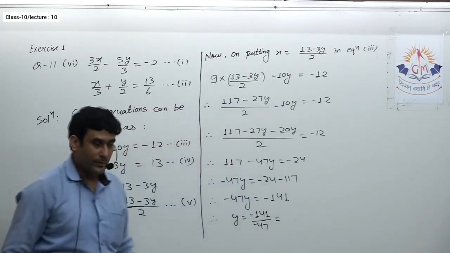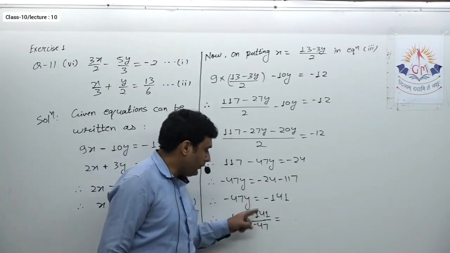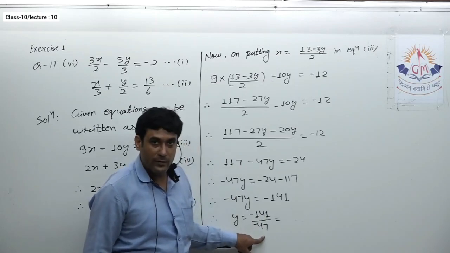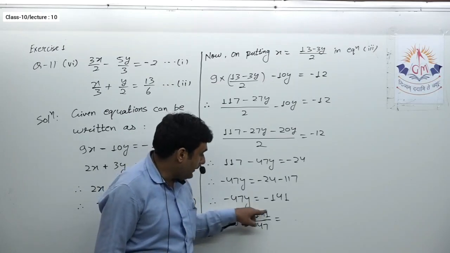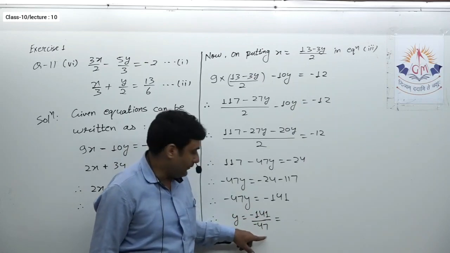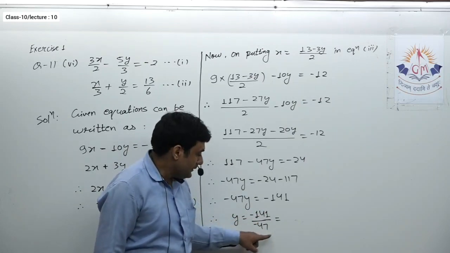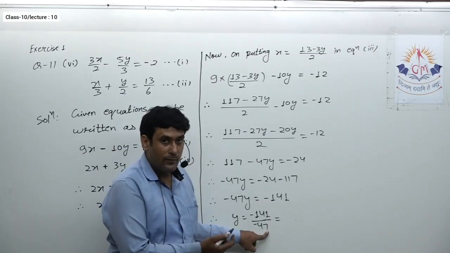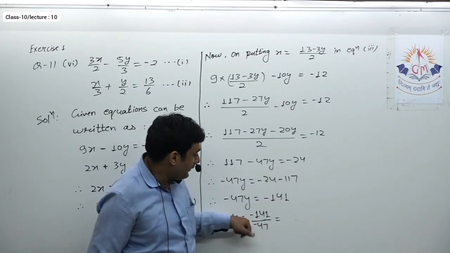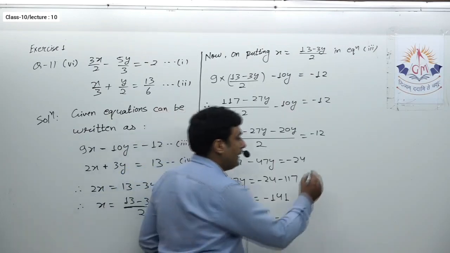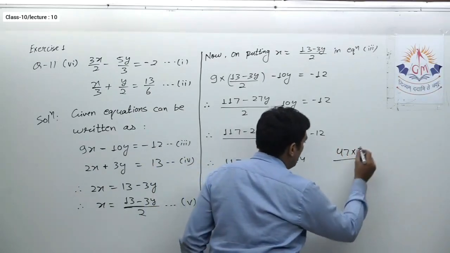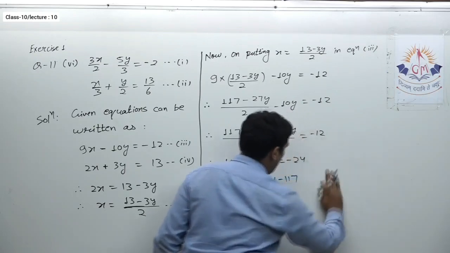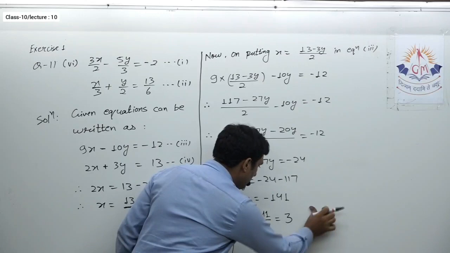Okay, so a positive answer will be there. Now it is quite possible this is the final answer, that means 141 upon 47, because 47 is a prime number. But it is quite possible that 141 is divisible by 47, and to check we'll look at the unit digit. For example, if I multiply 7 by 3, I will get 21. So it is quite possible that 47 multiplied by 3 is 141. So that we have to check. It is exactly 141. So here I can say y is equal to 3.